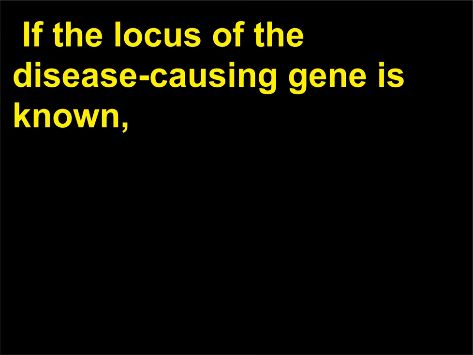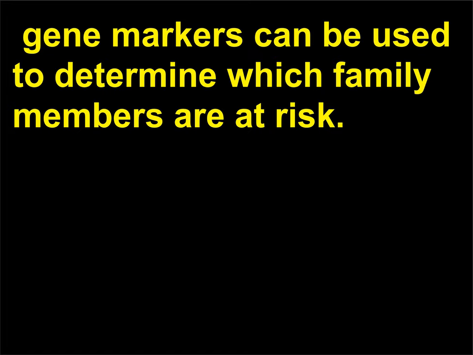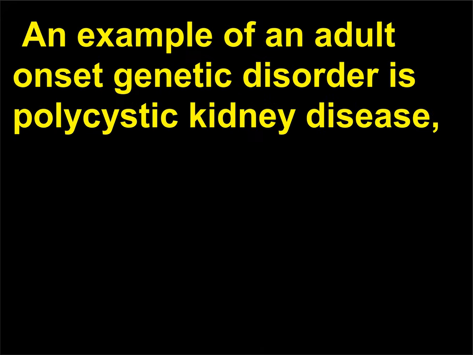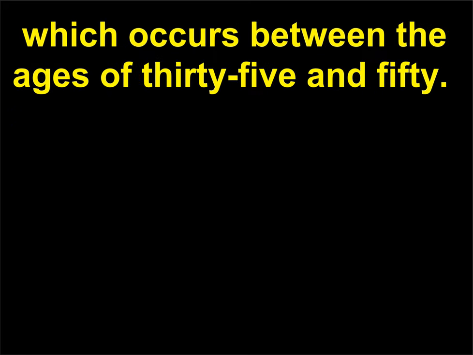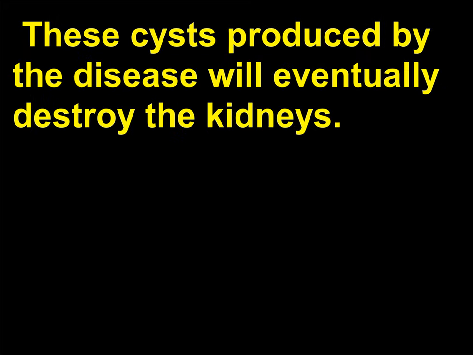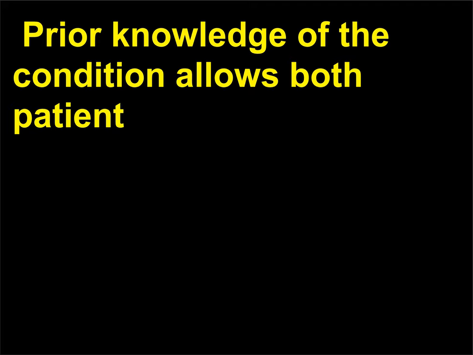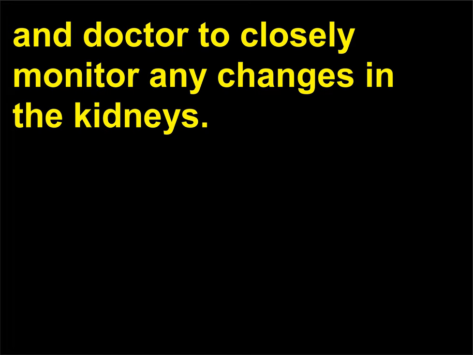If the locus of the disease-causing gene is known, gene markers can be used to determine which family members are at risk. An example of an adult-onset genetic disorder is polycystic kidney disease, which occurs between the ages of 35 and 50. These cysts produced by the disease will eventually destroy the kidneys. Prior knowledge of the condition allows both patient and doctor to closely monitor any changes in the kidneys.